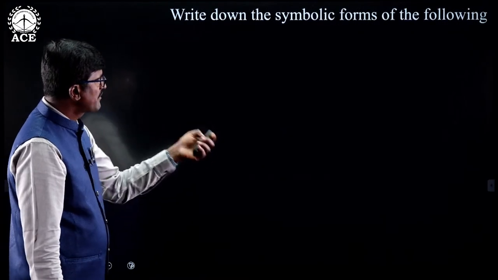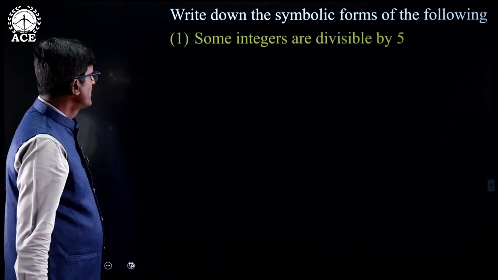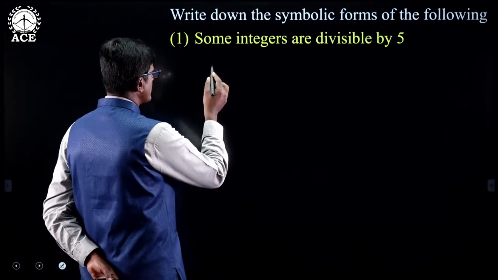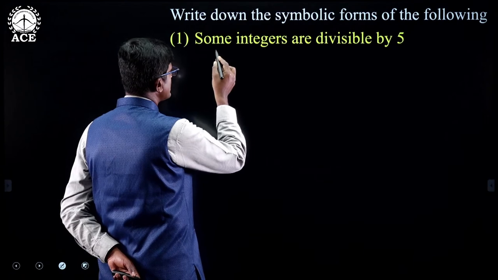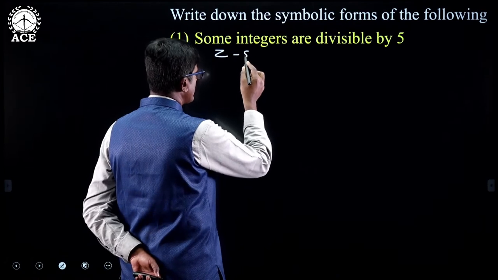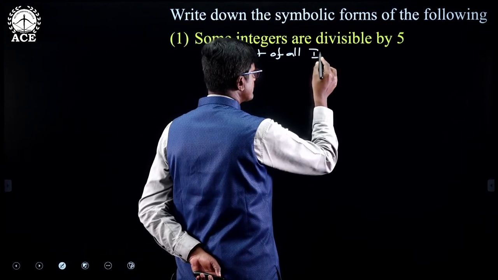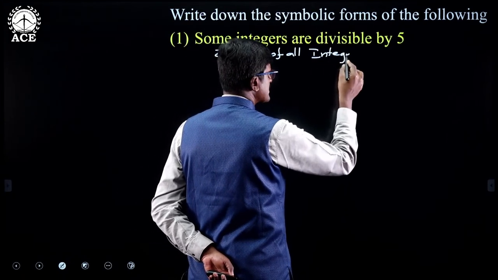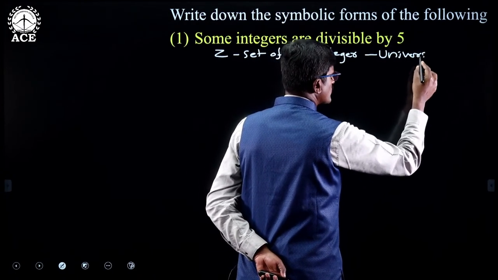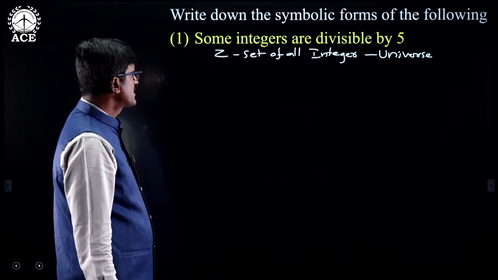Now we'll see some quantified statements and write their symbolic forms. The first one: some integers are divisible by 5. So here, what is the universe? Some integers, Z. Z is nothing but the set of all integers. So the set of all integers is the universe, denoted with Z. For this statement, Z is the universe.